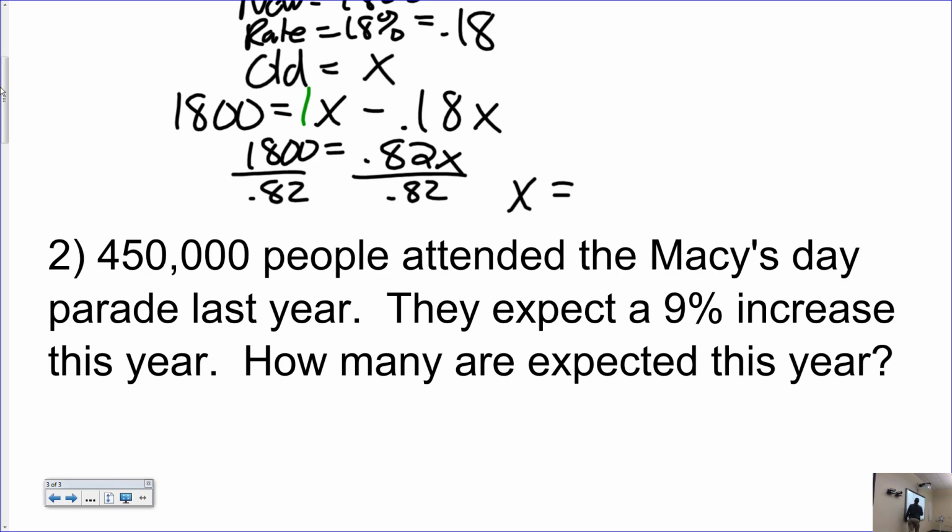So somebody on their calculator, if you wouldn't mind, 1,800 divided by 0.82. It's 2,195 and some pennies. Yes, it's money, so you know, round it to pennies.